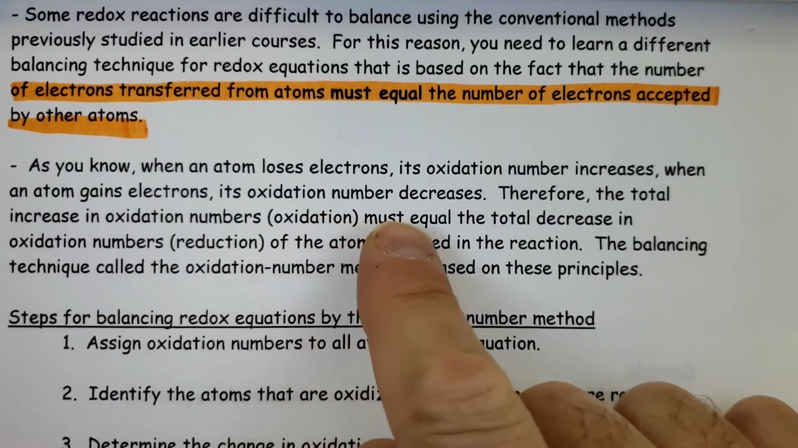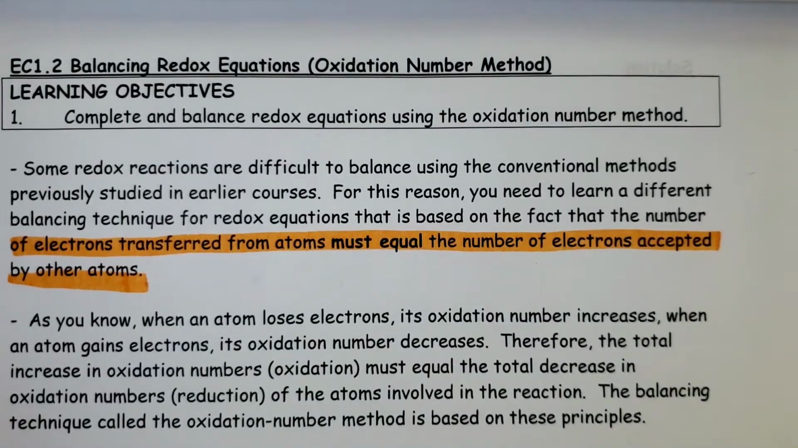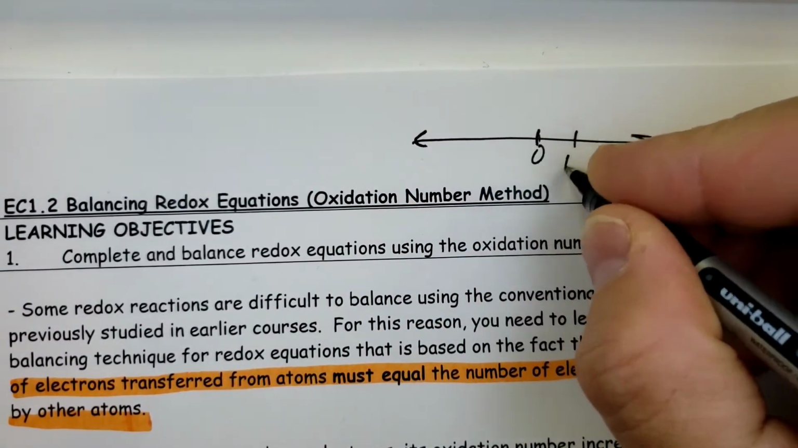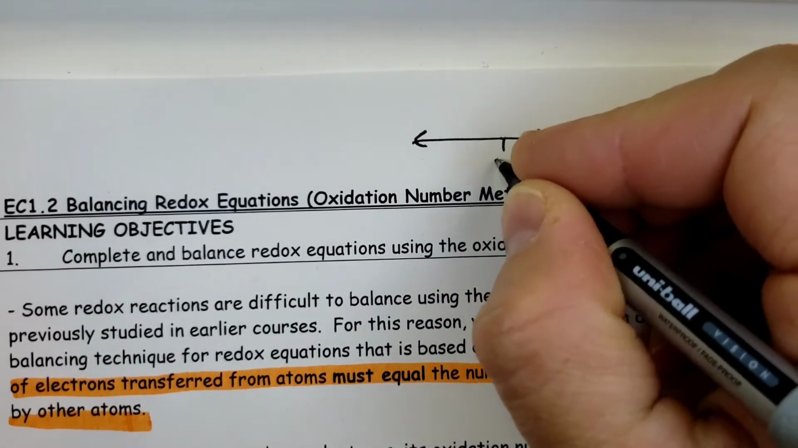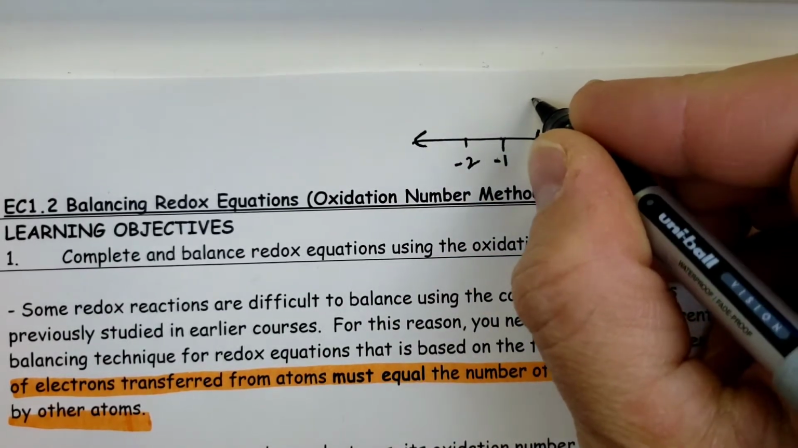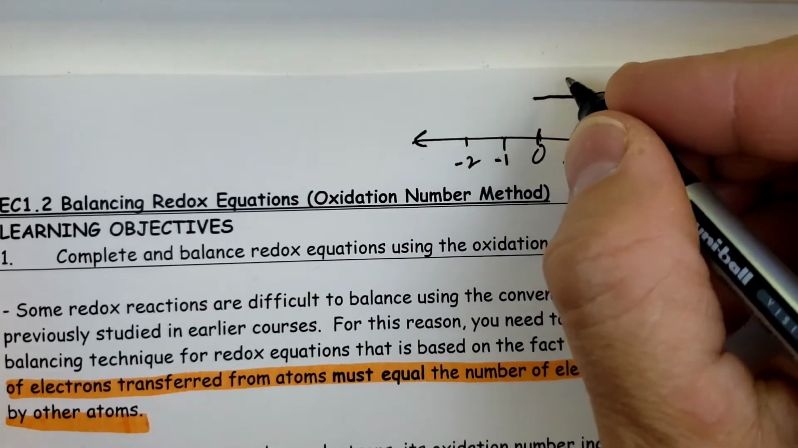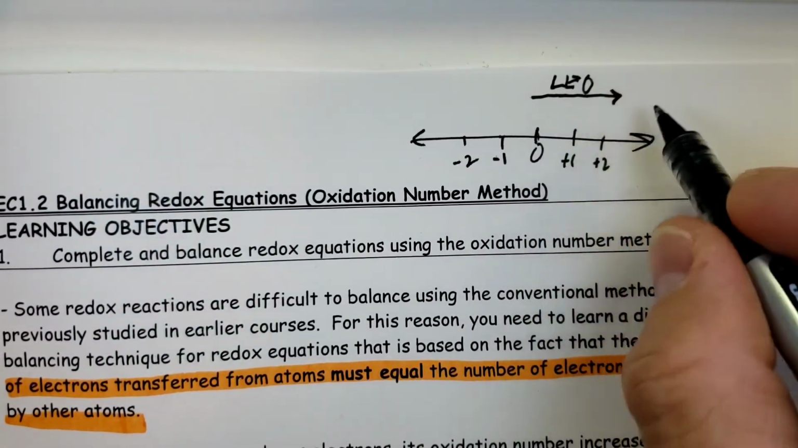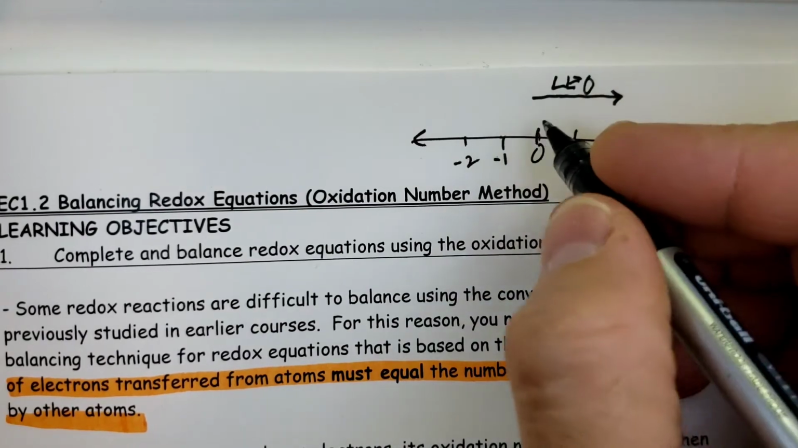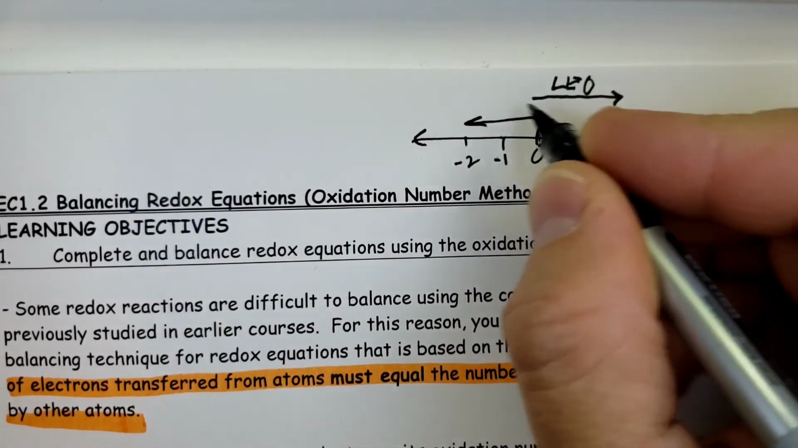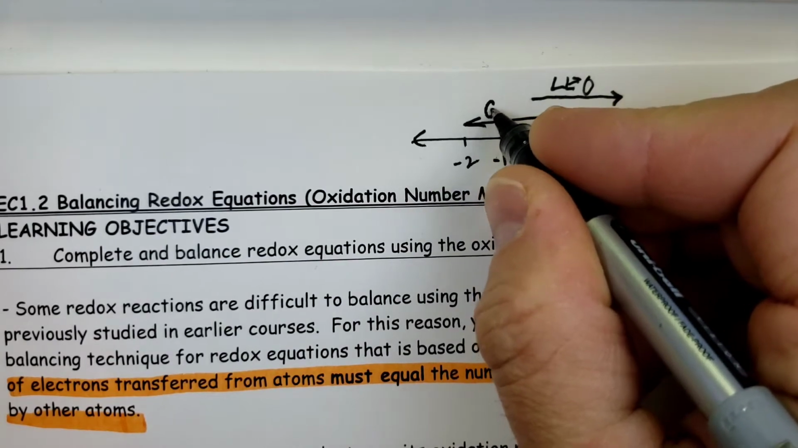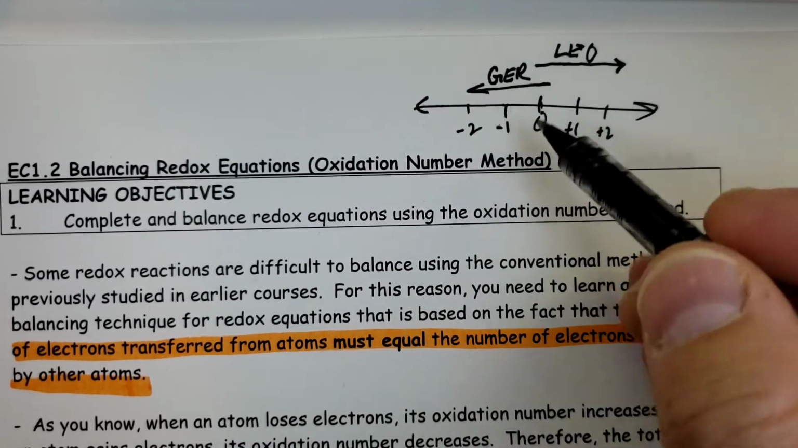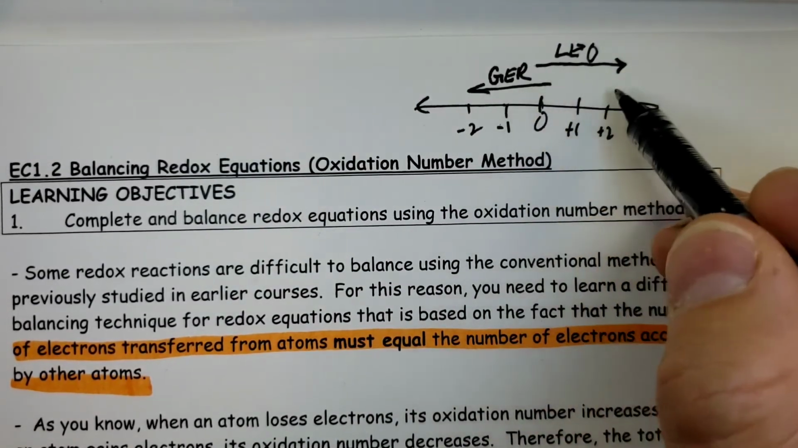As you know, when an atom loses electrons, its oxidation number increases. So it wouldn't hurt to write this down. So if you look at that number line that we had, let's see, 0, 1, 2, -1, -2. So if I'm going this way, if my oxidation number gets more positive, that means Leo, right? Lose electrons, oxidation. Because if you lose negatives, you're getting more positive. Whereas if we're getting more negative, that means we're gaining electrons. So gain electrons, reduction.